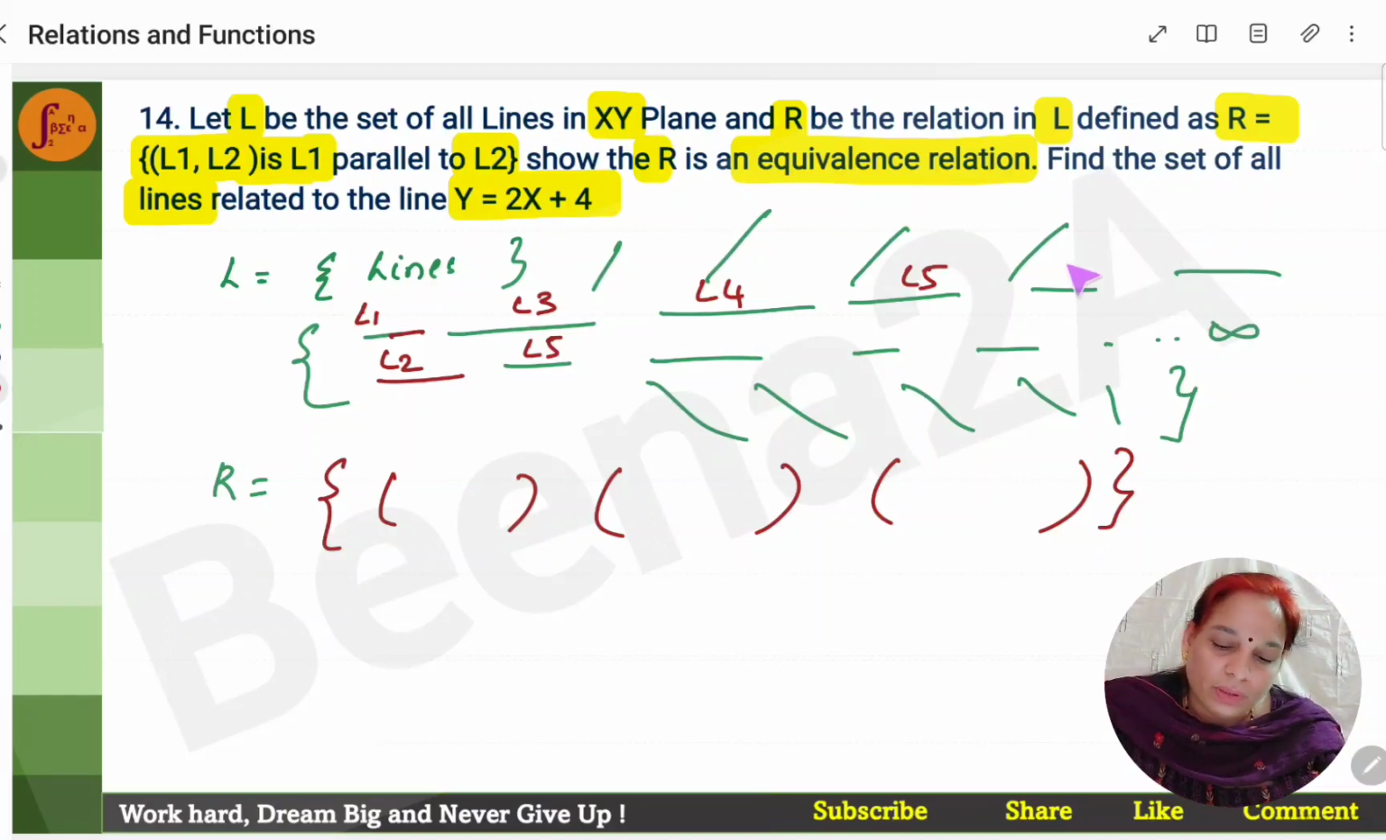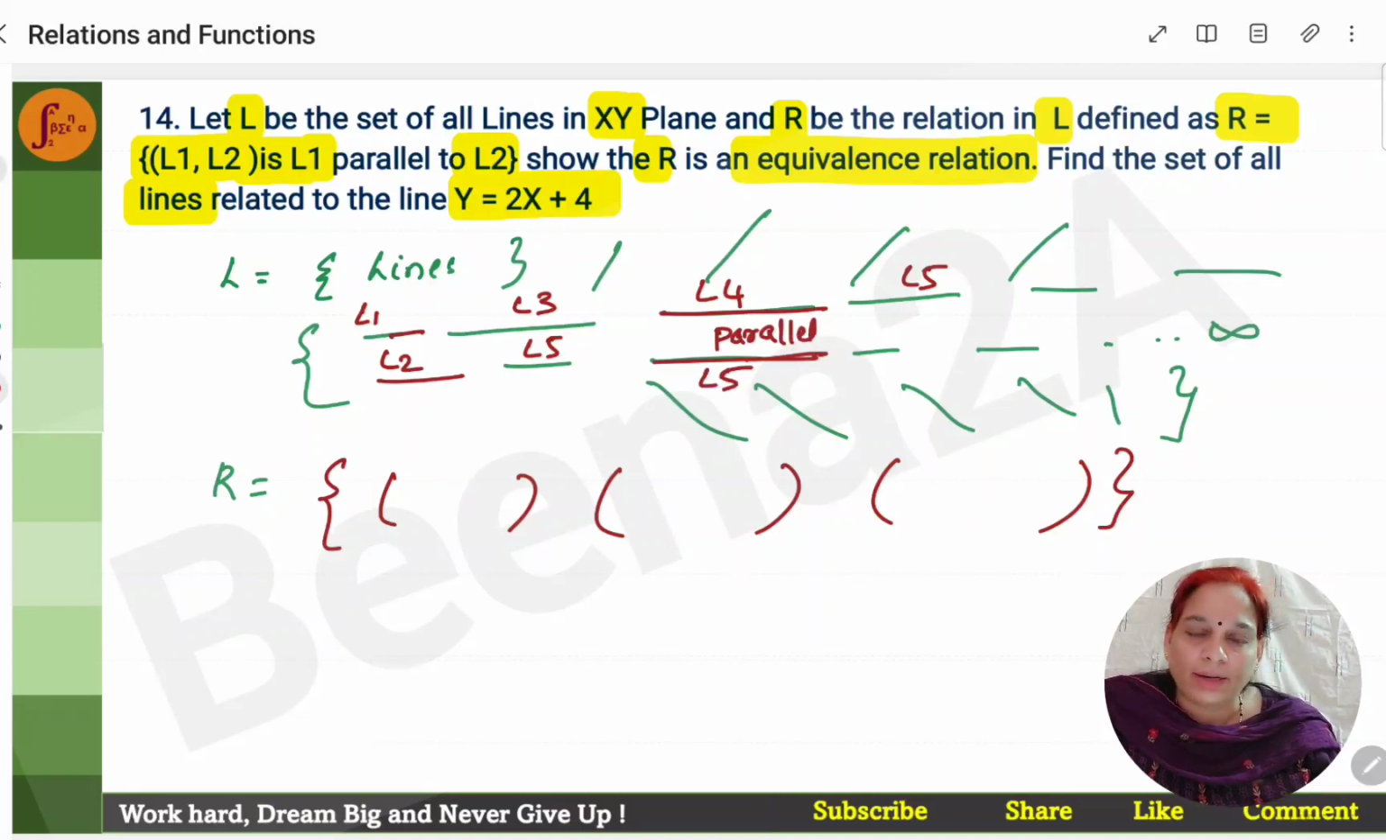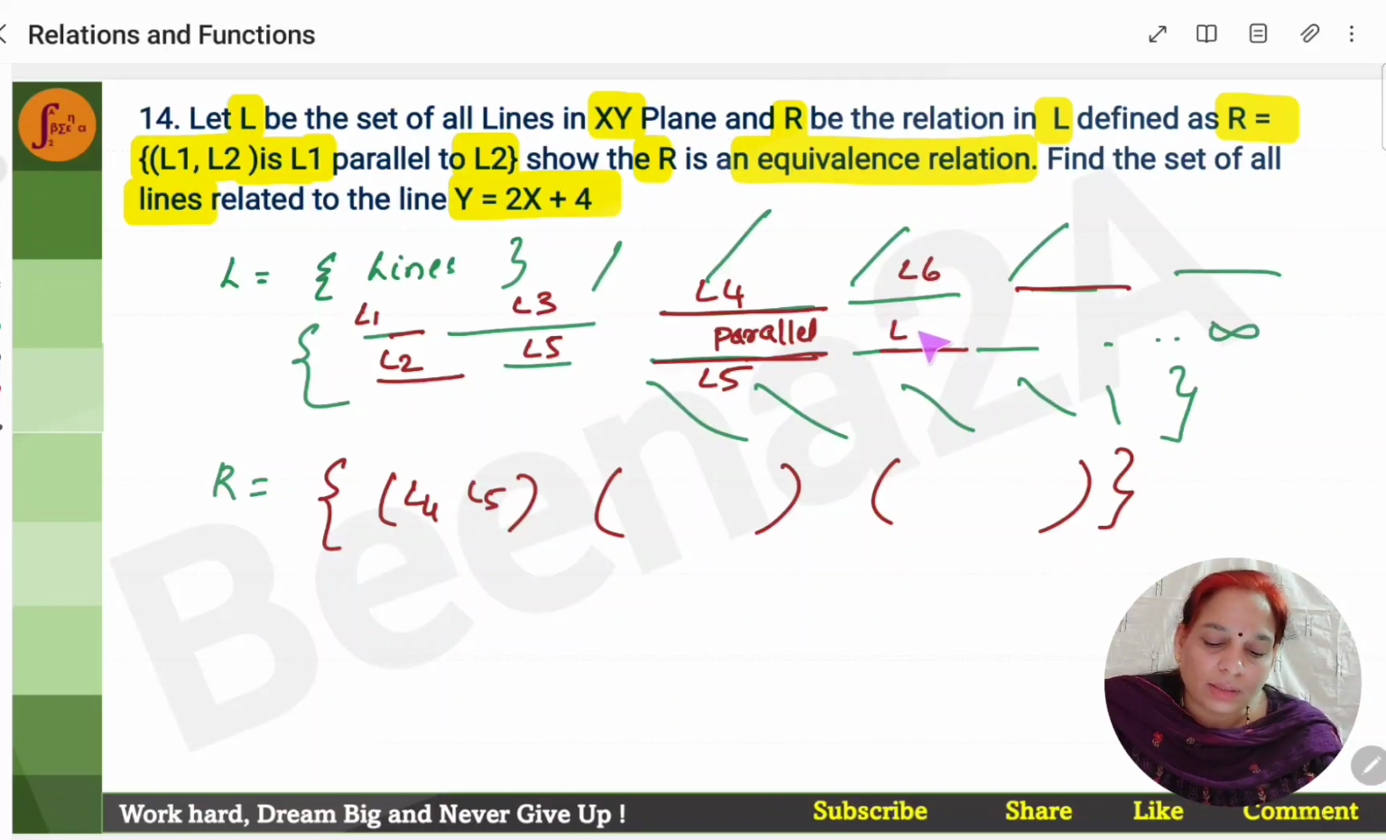Now, if I have lines like this, these two lines, I can call this parallel, right? Suppose this is L4 and L5, so I'll have L4 and L5 here. And say another pair I will take, this is L6 and L7. L6 is parallel to L7, so I can write L6, L7. So this is just an example. You will have infinite combinations like this.